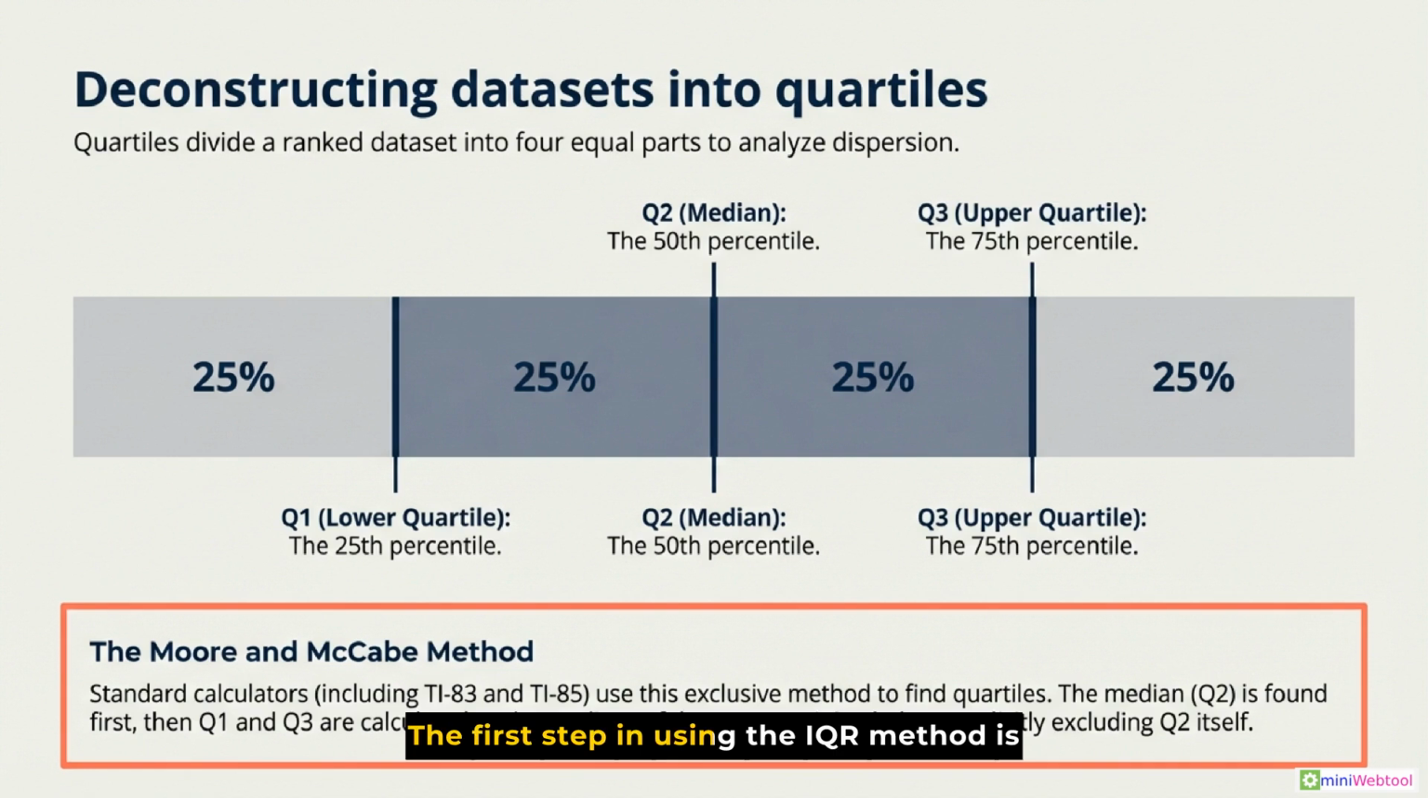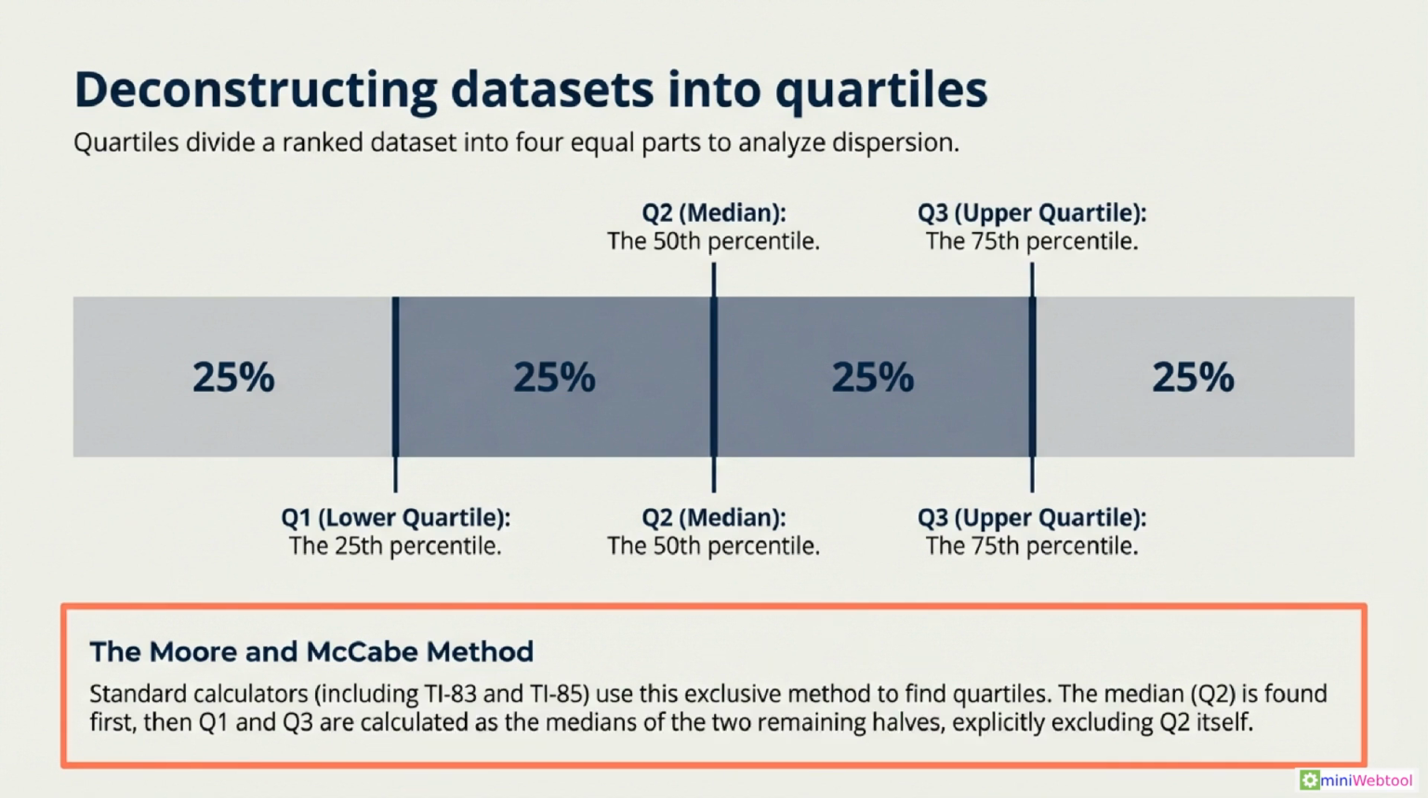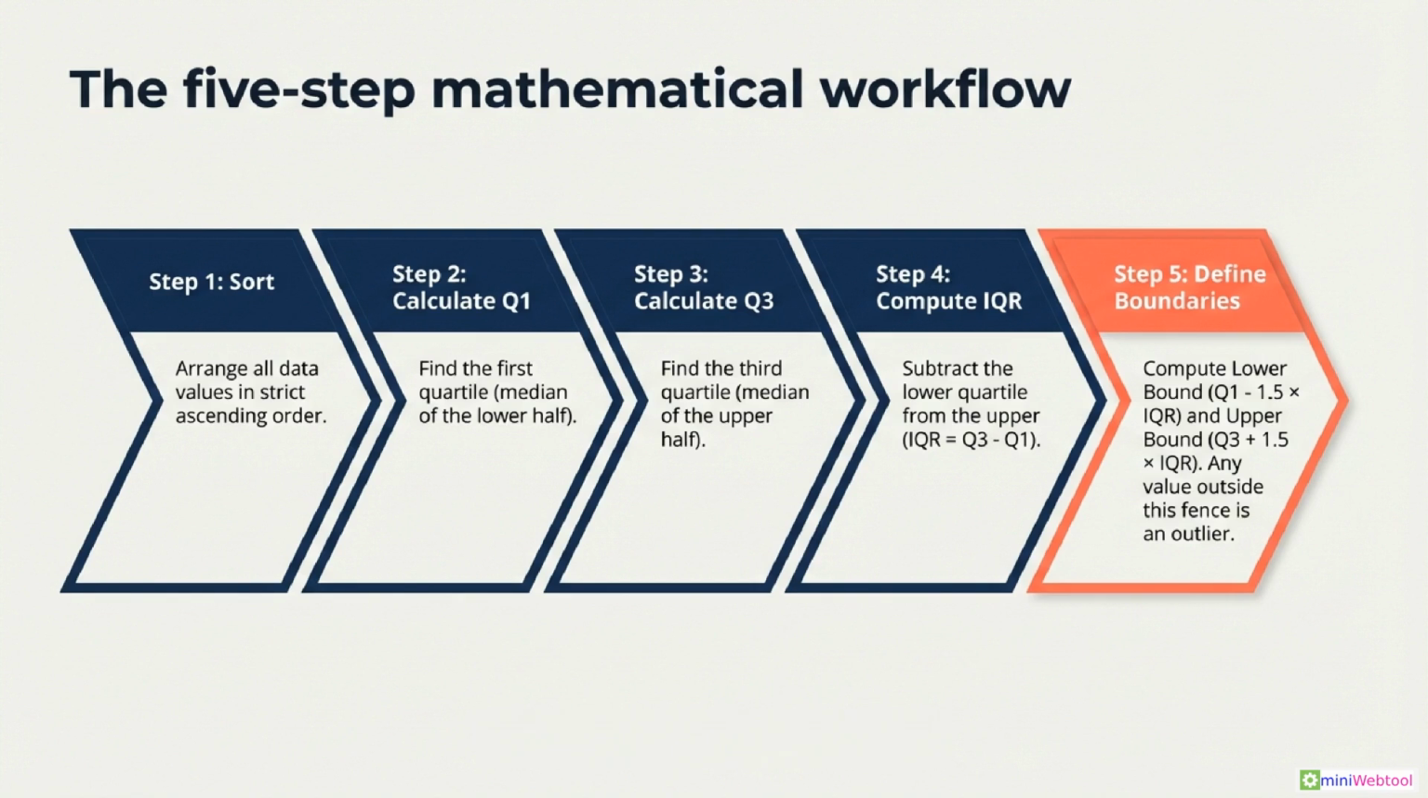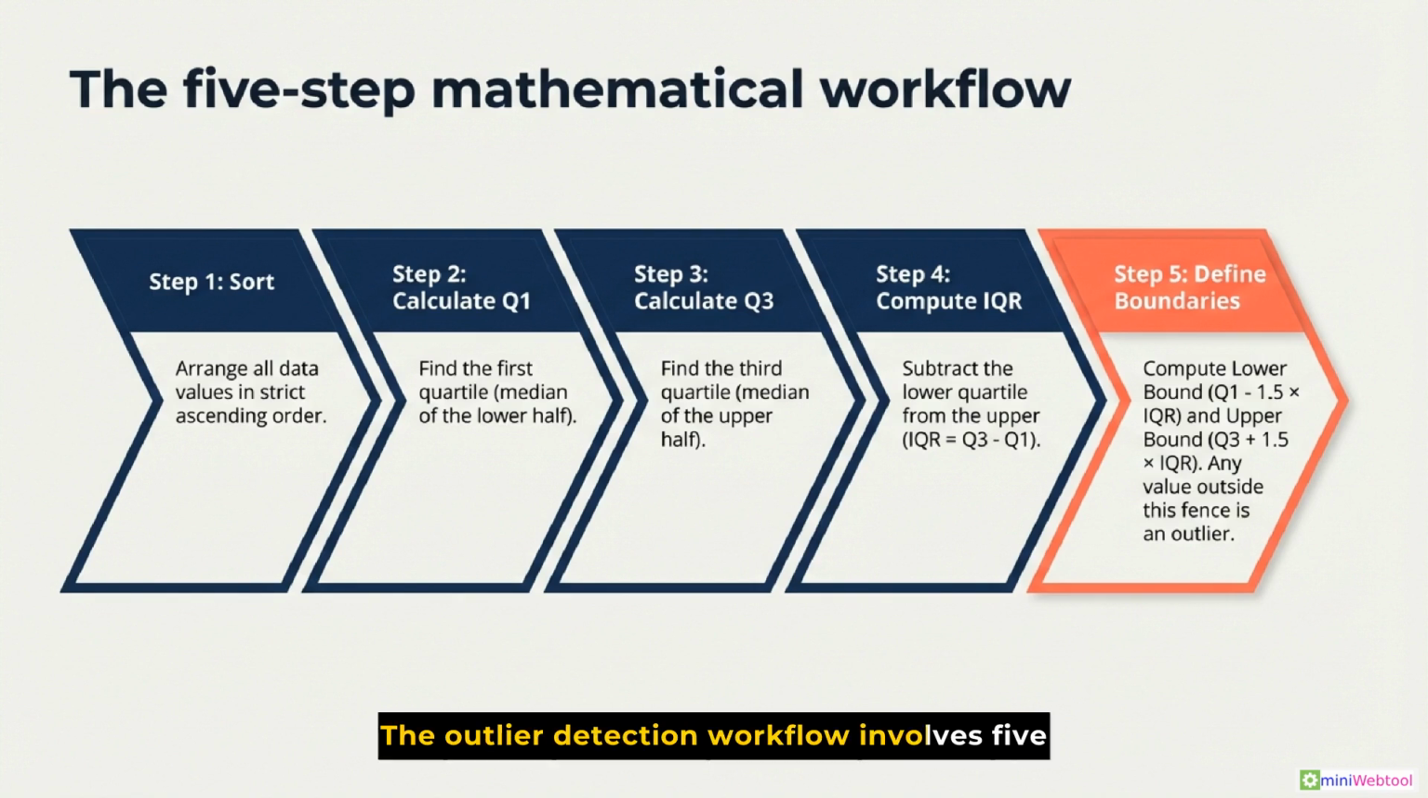The first step in using the IQR method is deconstructing your dataset into quartiles. These four equal parts, Q1, Q2 the median, and Q3, allow us to analyze dispersion. The outlier detection workflow involves 5 steps: sorting the data, calculating Q1, calculating Q3, computing the IQR, and finally, defining the boundaries to identify outliers.